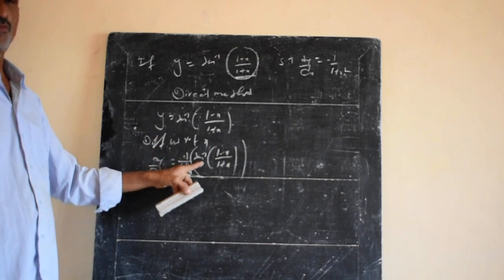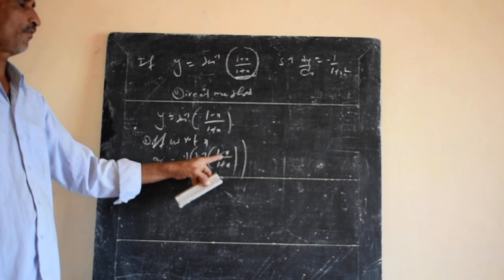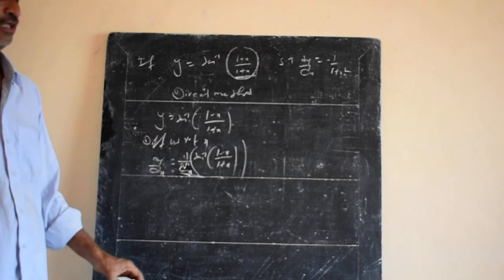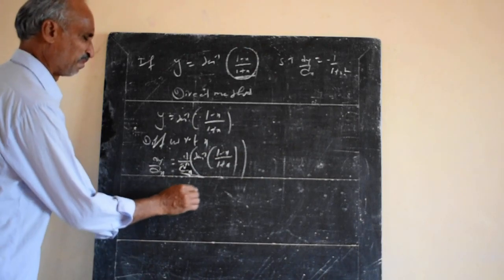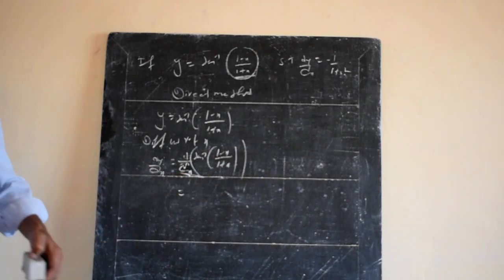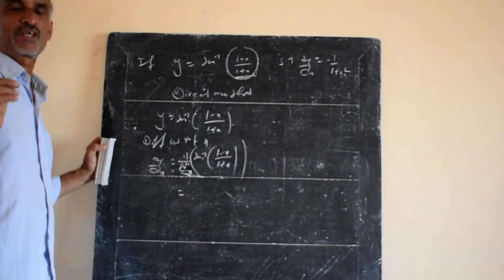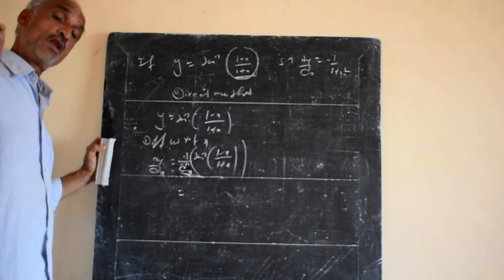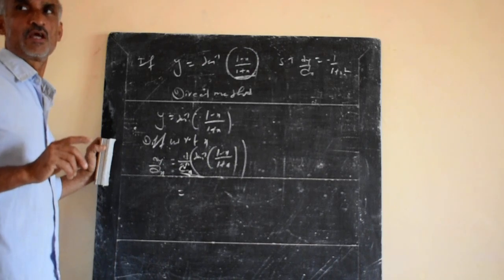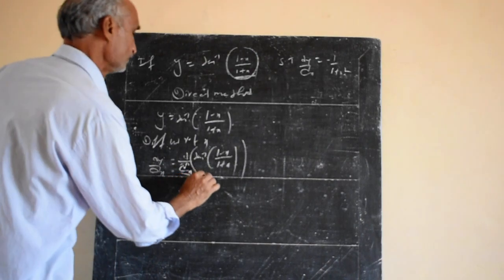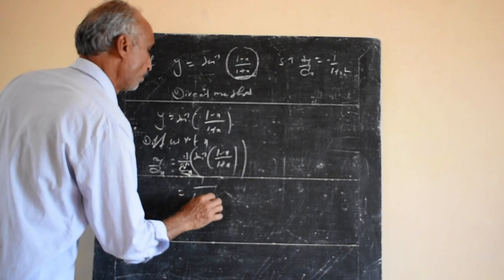Now it is in the form of tan inverse f of x. What is the f of x? 1 minus x upon 1 plus x is the f of x. Now, what is the differentiation of tan inverse f of x? It is 1 upon 1 plus f of x the whole square.